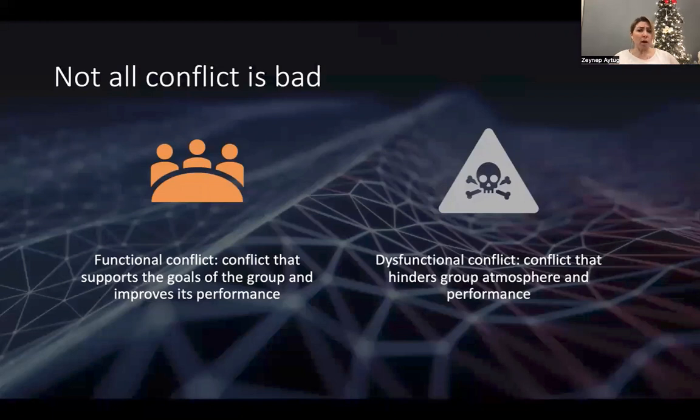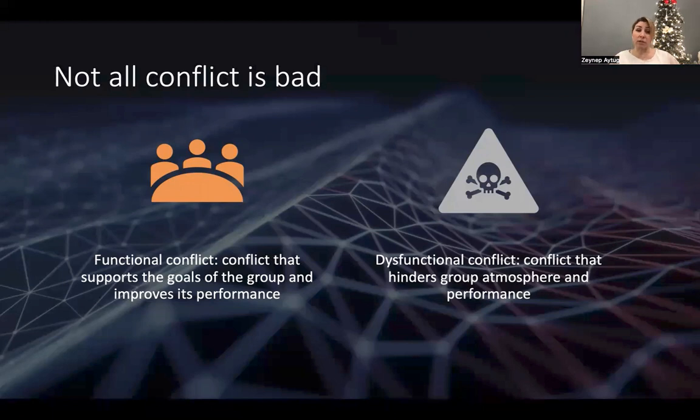Now, not all conflict is bad. As managers or as human beings, our job is not to eliminate or prevent conflict. That would not be in our best interest. Some conflicts are functional. They support the goals of the group, they increase the team performance and the quality of our work, but some are dysfunctional conflicts. Those are the types of the conflicts that hinder the group performance, that destroy the group atmosphere. Those are the type of conflicts we want to interfere with.